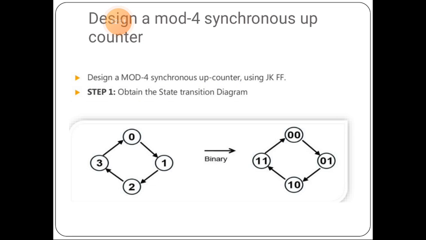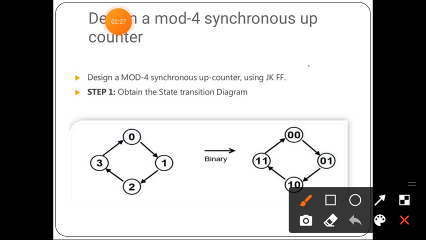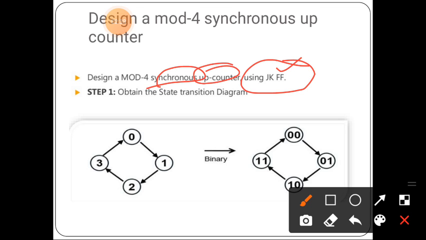Here is an example: design a mod 4 synchronous up counter using JK flip flop. So here the flip flop is specified. Which flip flop is required? Here we need to design a synchronous counter using JK flip flop. It's a synchronous up counter. Up counter means it will count upward. That is, if it starts from 0, then it goes 0, 1, 2, 3, etc.